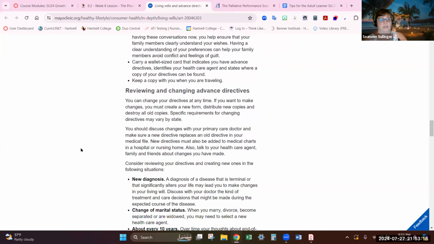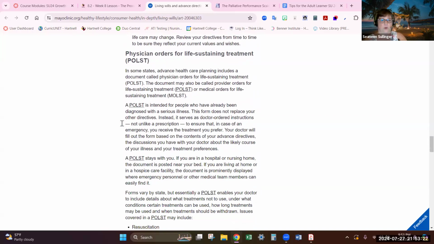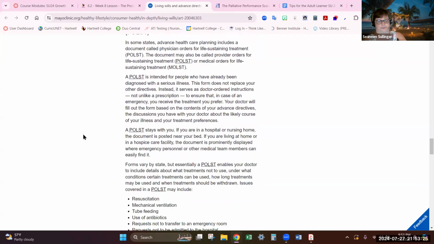There's just specific ways that you need to do that. And then there's a POLST, which is the form. It stays with you. It's posted, it's supposed to be posted near your bed, but usually that means it's in the chart somewhere, usually the front of the chart.